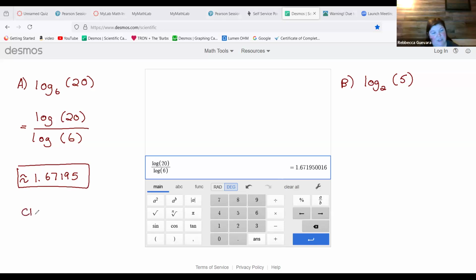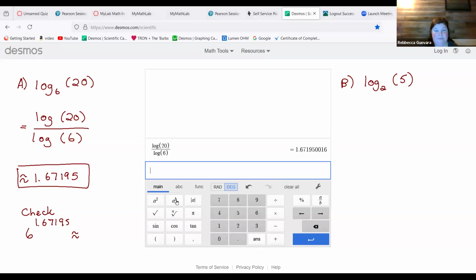And just to check to make sure that this was correct, I'm going to take my base 6 and raise it to the power of 1.67195 to see if I get approximately 20. I know I'm not going to hit it exactly. And as you see, we get really, really close, 19.999999942. So we checked it. It does work out.